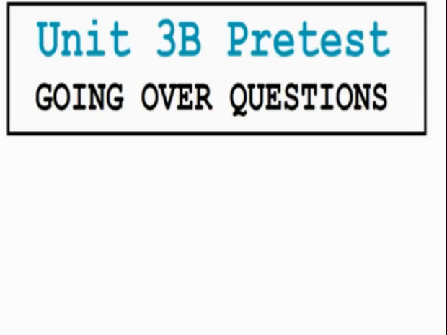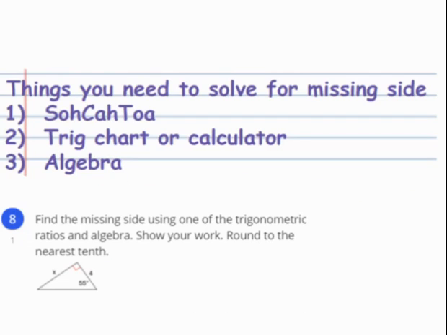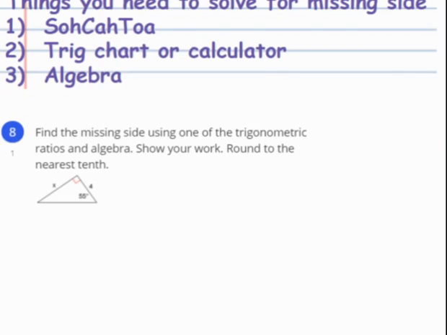Good job. All right, so now we're doing questions on solving for sides. Things you need to solve for missing sides: you need to know SohCahToa, you need to know your trig ratios, and we're going to either use a chart. I'll be using a calculator actually. I find that a little easier, and a little bit of algebra. All right, so let's see what we have going here.